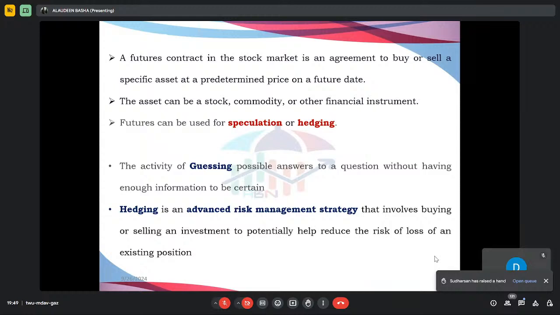Second one is hedging. Hedging is, most of the time, to avoid the risk in our portfolio. For example, you can buy the same product and similarly you can sell the same product. So you can reduce the losses or manage your losses. It is called hedging.